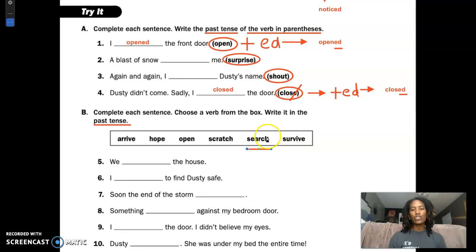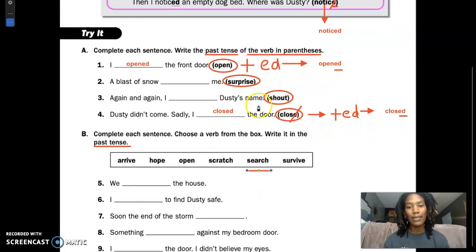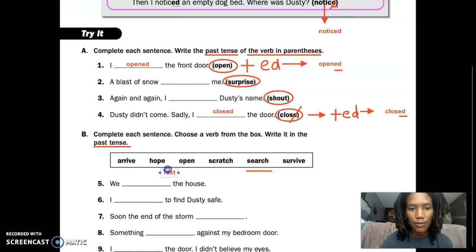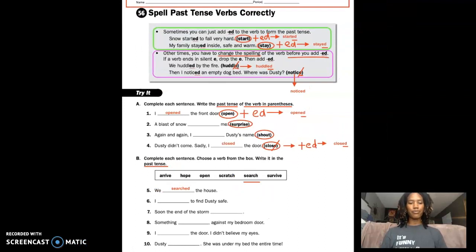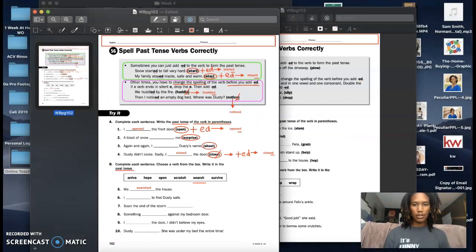Now, does search have a silent E on the end, like over here? No, it doesn't. So that means all I have to do is add ED. Get my text box, right? Search does not have an E on the end, so all I do is add ED. And that's it. Okay?